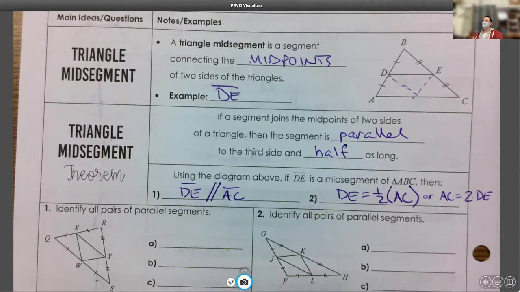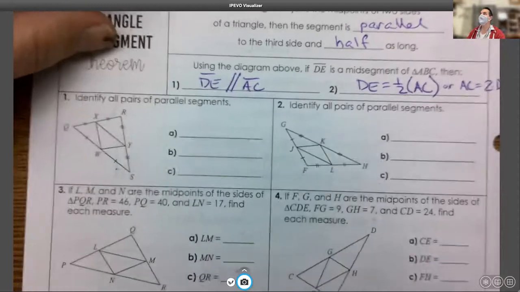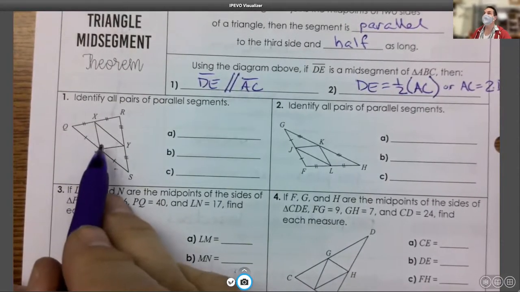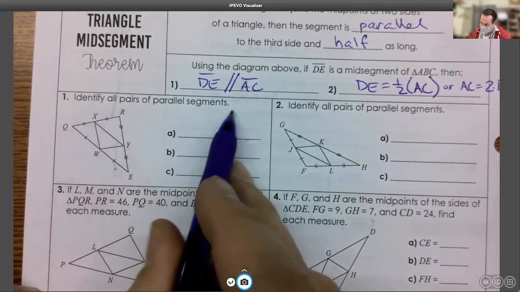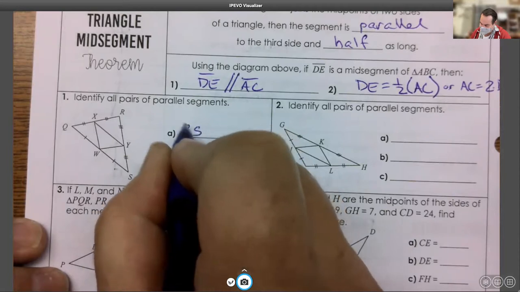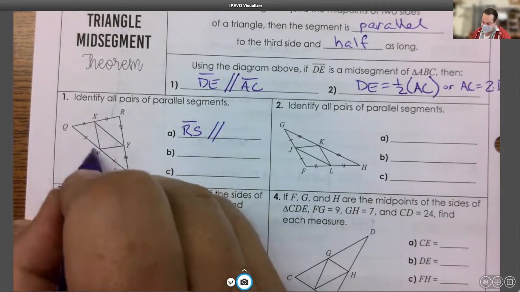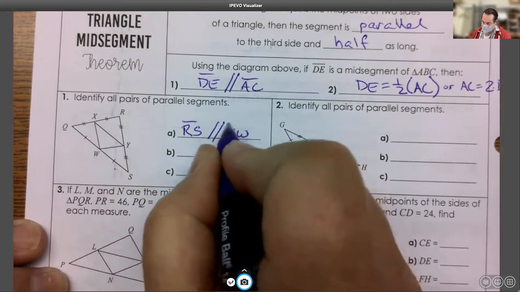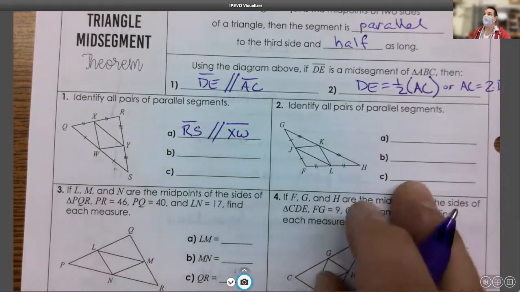Within today's work, what you'll find is there's 3 lessons I need from you. The first is that the lines are parallel. So look at number 1 and identify all pairs of parallel segments. If I tell you that RS is one of them, RS is going to be parallel to what? Good, XW. And you'll have a chance to go through and identify those.